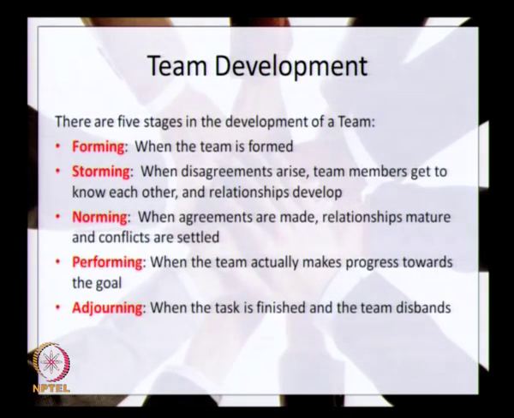Then comes performing, where the team actually makes progress towards the goal. So the project is given to you, and you go through these 3 stages of forming, storming and norming. Once the norming stage is done, you are perfectly alright, as a team you are very good at that stage, and then you start performing and reach the goal. Then comes adjourning the team: the project is over, the team is no longer needed, so you adjourn and wait for the next project. So there are 5 stages and every team has to go through them. The first 3 stages have to be gone through, and only then does the real performance of the team start.